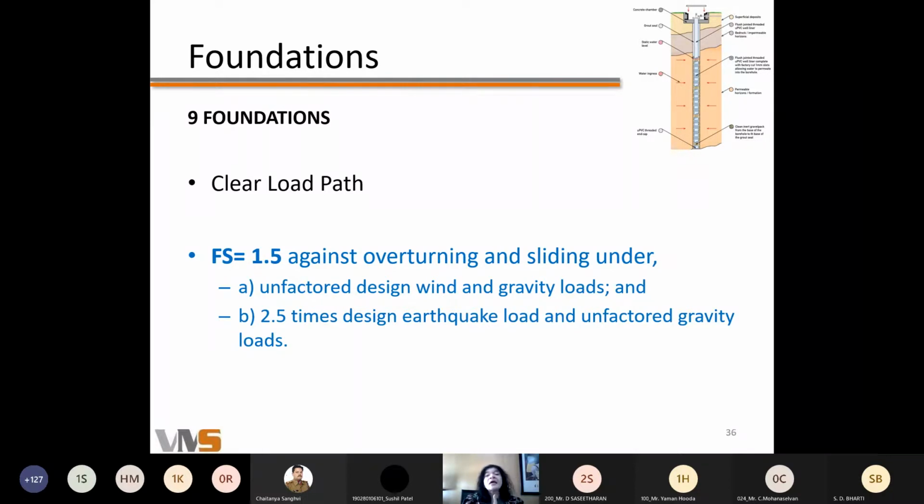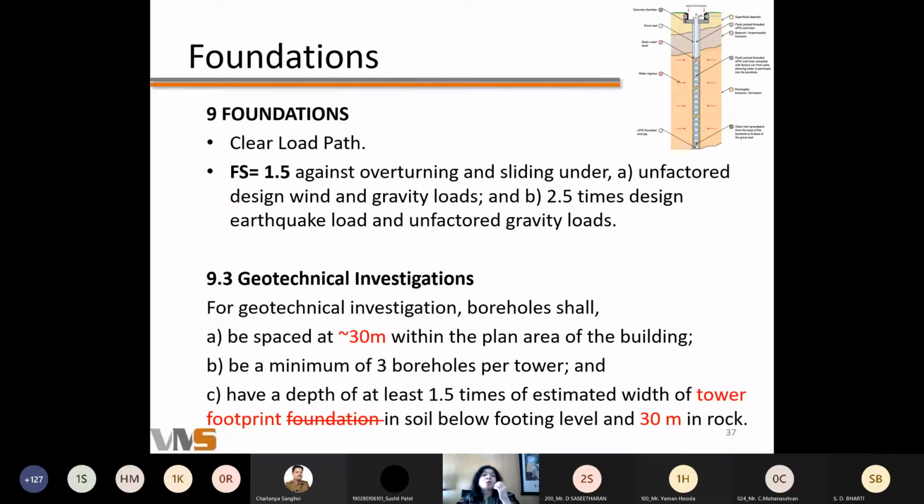Because in the design earthquake load, remember, you have reduced the load by a factor of R, the response reduction factor, right? So that is why this has been brought in over here as 2.5 times. So basically what has happened is that R has been reduced to R by 2, assuming that your R was 5 or so.